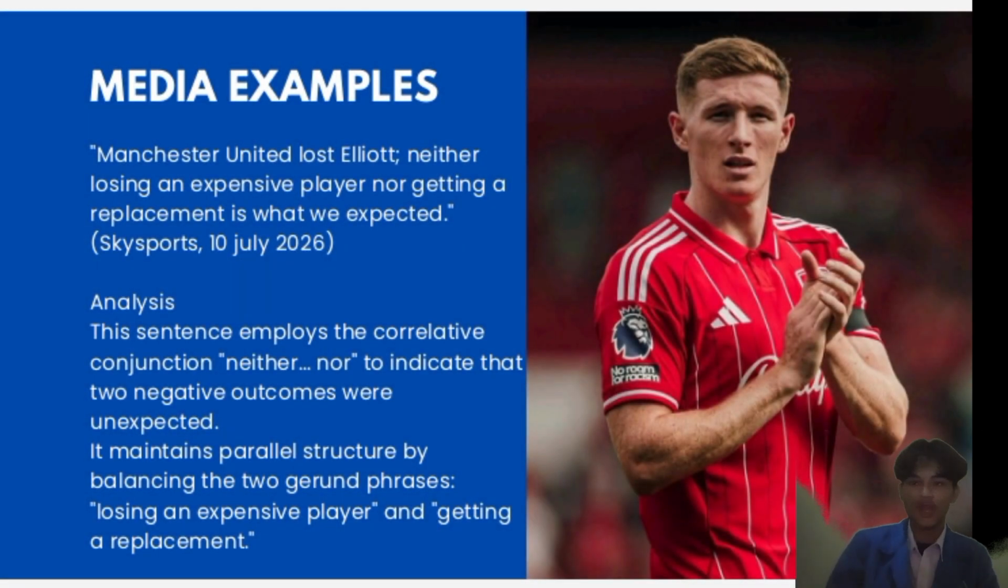And the second one for media examples. Manchester United lost Elliot, neither losing an expensive player nor getting a replacement is what we expected, from Sky Sports in June 2026. This sentence employs the correlative conjunctions neither nor to indicate that two negative outcomes were expected. It maintains parallel structure by balancing the two gerund phrases, losing an expensive player and getting a replacement.